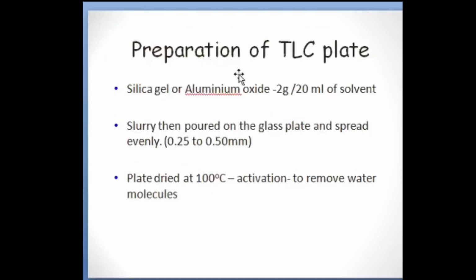So how do we prepare this thin layer chromatography plate? The silica gel or aluminium oxide, about 2 grams per 20 ml of the solvent, we have to make into a slurry and then pour them on the glass plate. So we can add ethanol or methanol with the silica gel, and then we pour them on the glass plate and spread it evenly, and then we dry the plate at 100 degrees Celsius to remove the water molecules.